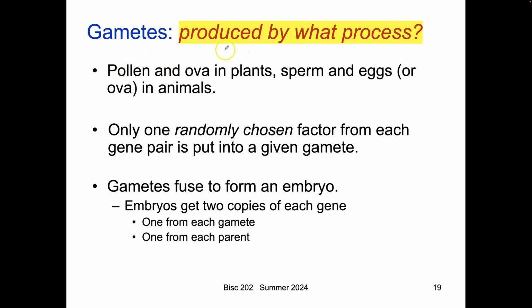Okay, and this just reminds you about gametes: pollen and ova in plants, so sperm and eggs, or ova, sometimes in animals. Only one randomly chosen factor for each gene pair is put into a given gamete. Those gametes fuse to form an embryo, and the embryos end up with 2 copies of each gene, one from each gamete, and therefore one from each parent.